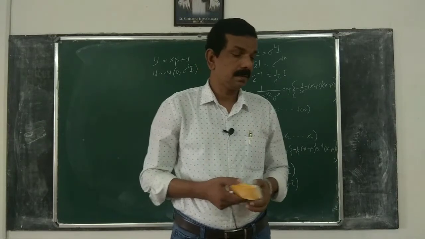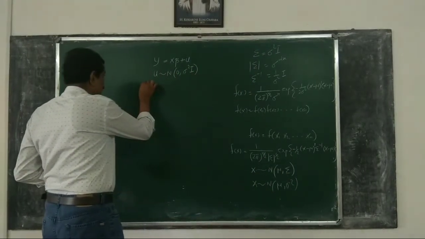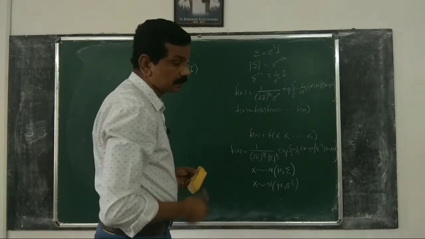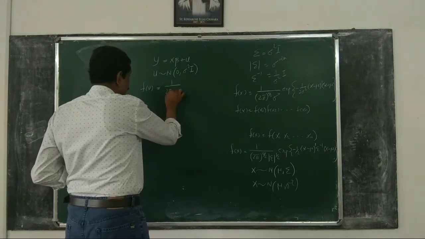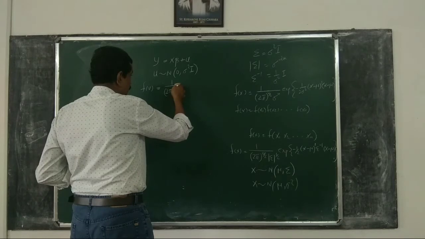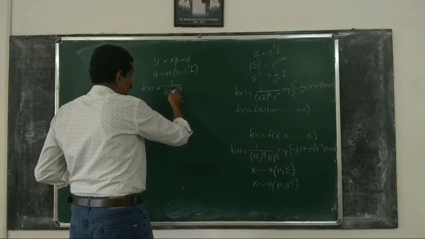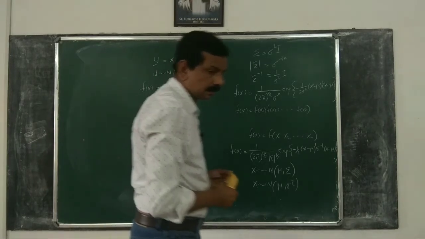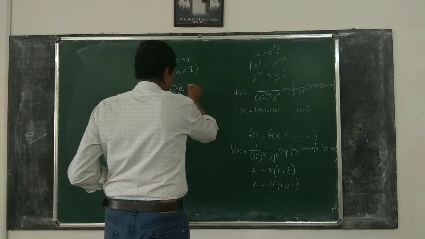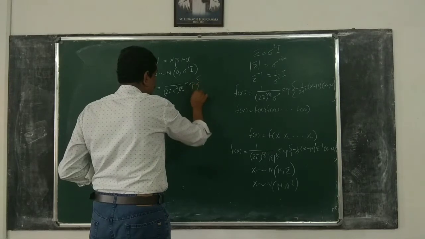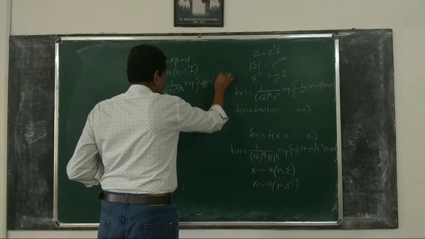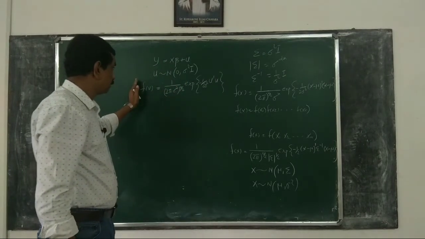The multivariate normal density for U can be written as f of U is equal to 1 by (2 pi sigma square) raised to n by 2, exponential of minus half into sigma square, U transpose U. The multivariate normal PDF for U.